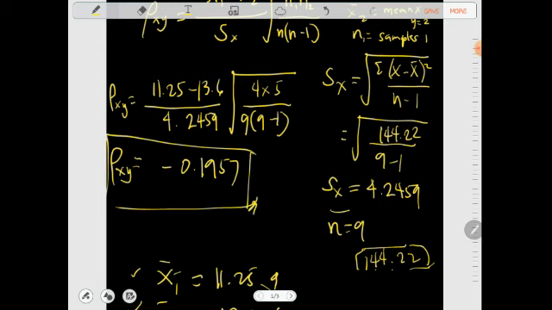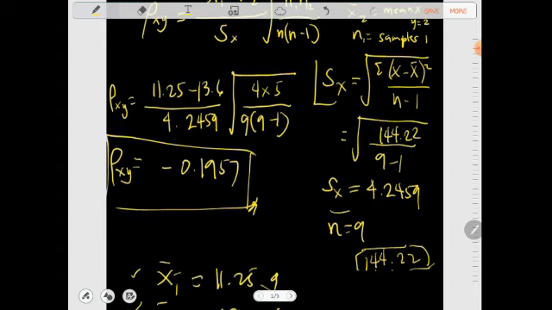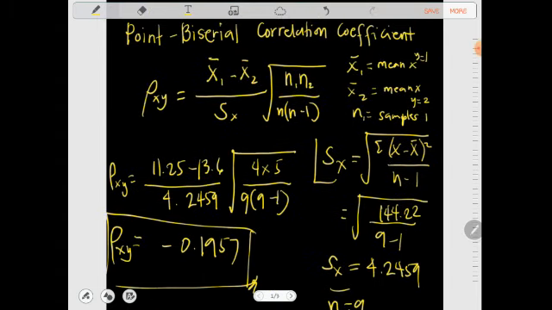In this case, in our student assessment question, what is usually asked is X bar sub 1, X bar sub 2, and the standard deviation. Of course, to find the standard deviation you first have to find the summation of the quantity X minus X bar squared. And finally, we get rho XY, or our point biserial correlation coefficient.